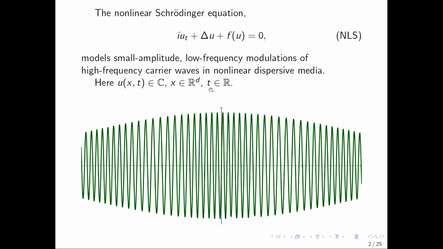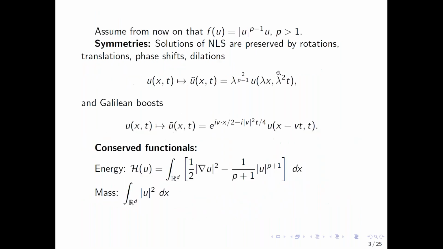T is a real variable. So the equation is i times the partial derivative of u with respect to t plus the Laplacian of u in R^d plus some nonlinear function of u is equal to 0. And I'm going to specialize right away to this particular nonlinearity, where f of u is a pure power of the modulus of u times u itself, and the power is positive. p is bigger than 1, so p minus 1 is positive.